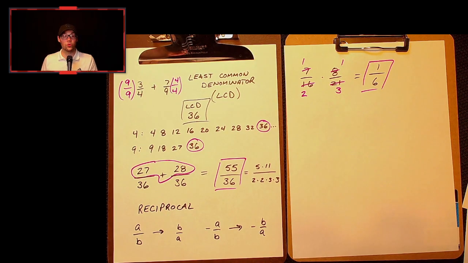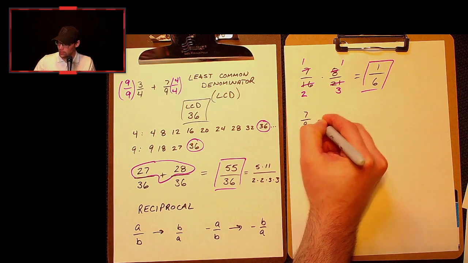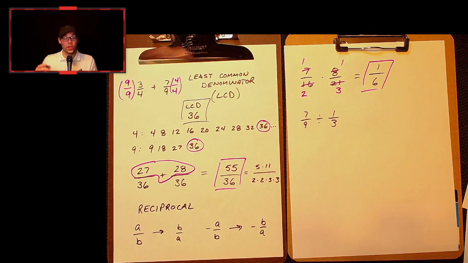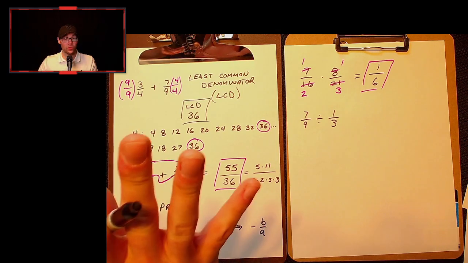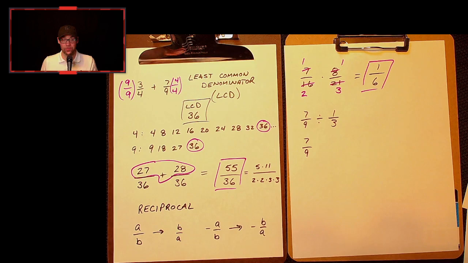So when it comes to the reciprocal, we use this when we divide fractions. So once again, let's go ahead and write out our problem. We have 7 over 9 divided by 1 over 3. So here, we don't actually divide fractions, we multiply by the reciprocal. So what does this mean? We keep our first fraction exactly the same. We don't touch it. We leave it alone. This is still 7 over 9.